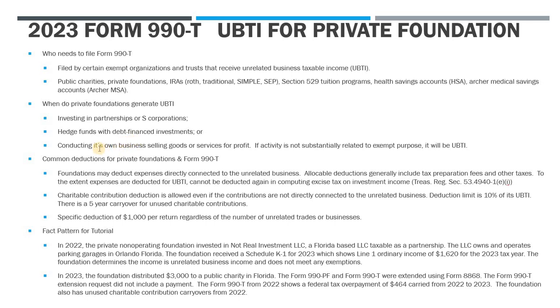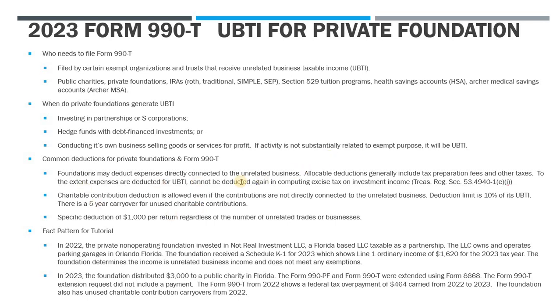If they're invested in hedge funds that are passing through interest, dividends, capital gains, those are generally not going to create UBTI, but they will if the hedge fund is using leverage. So if the hedge fund borrows a lot of money to finance those investments, that could generate UBTI for the foundations. And then lastly, there is if it's just flat out conducting its own trade or business. So if you have public charities or private foundations that are selling goods or services for profit, and those activities aren't substantially related to their exempt purpose, that could generate UBTI.